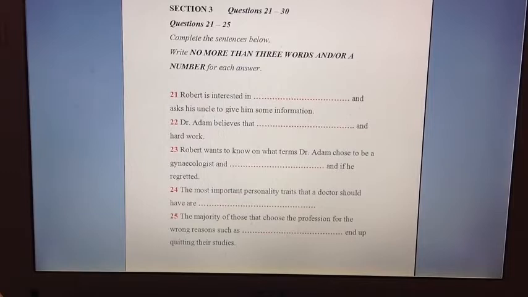You may want to underline some phrases that will help you stay alert when you hear them and wait for the correct answer. Some phrases that fall into the category of terminology cannot be paraphrased at all. For example, in question 23, Robert wants to know on what terms Dr. Adam chose to be a gynecologist. The word gynecologist cannot be paraphrased, so it is wise to underline it and wait to hear it so as for you to know where you stand during the listening section.